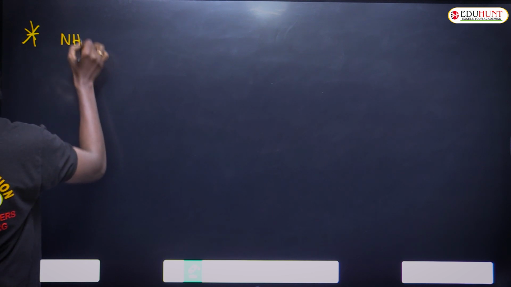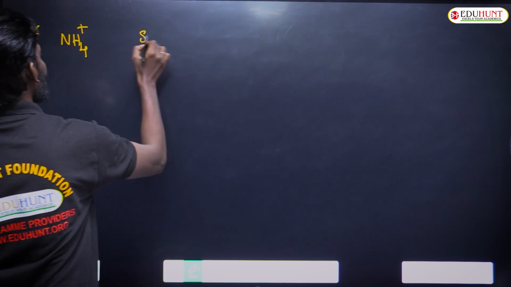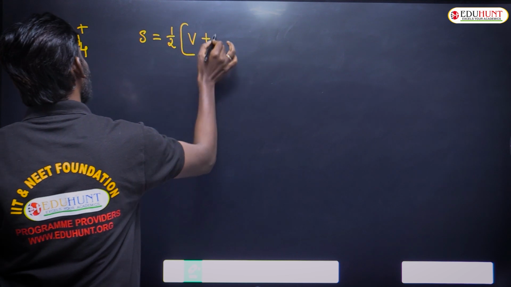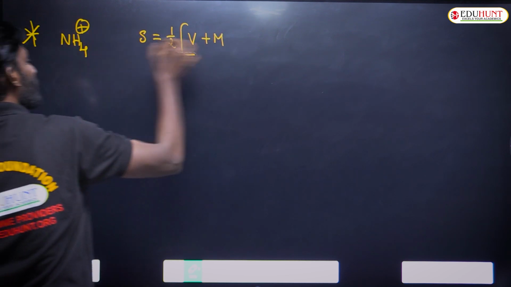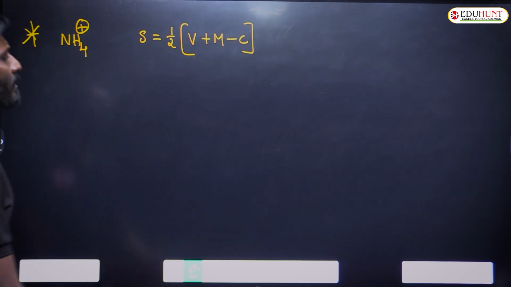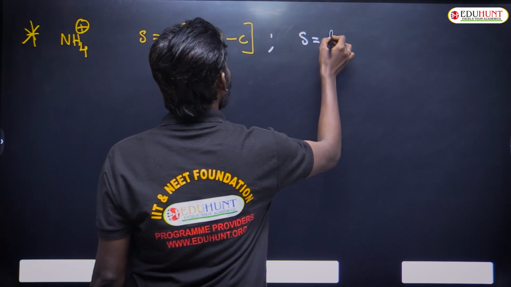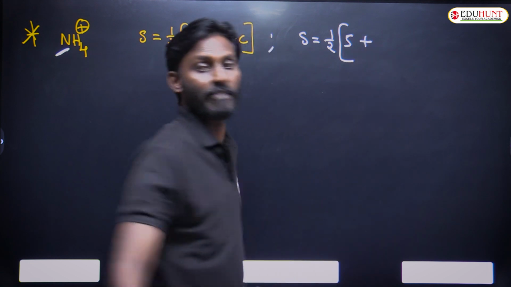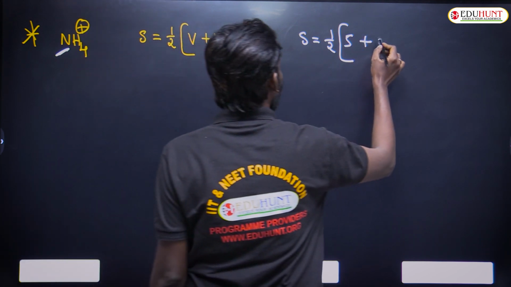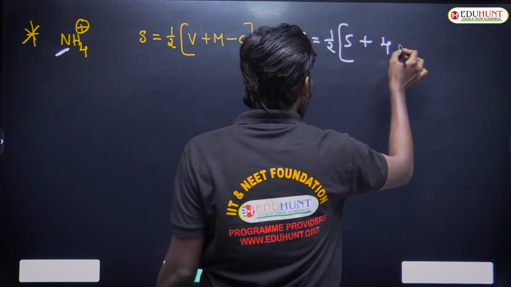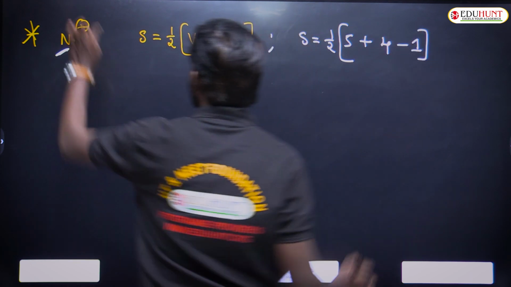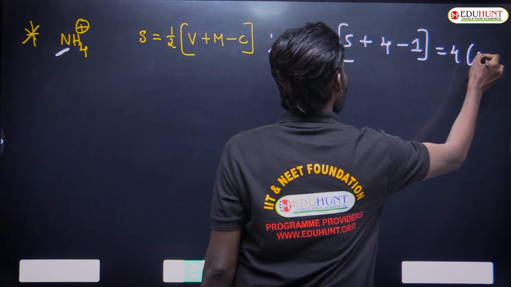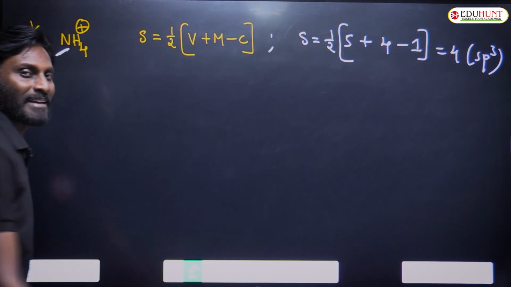Let's take an example of a cation, NH4 plus. For a cation, what is the formula? S is equal to 1 by 2 times the valence electrons of the central atom plus monovalent atoms. Now it is a cation, so you subtract the charge magnitude. Now apply the formula. The nitrogen valence electrons are 5, in the valence shell of nitrogen, 5 electrons, and monovalent atoms, there are 4 hydrogens, 4. And you need to subtract 1 unit charge, right? Because it is 1 plus. Now 5 plus 4, 9, 9 minus 1, 8, 8 by 2, 4. The hybridization is sp3. Okay?